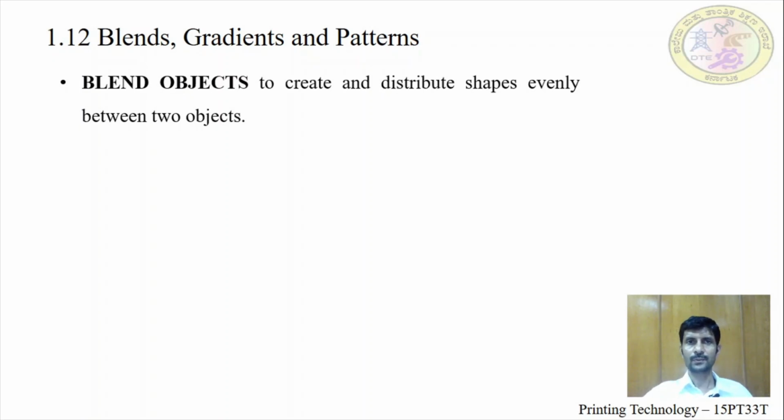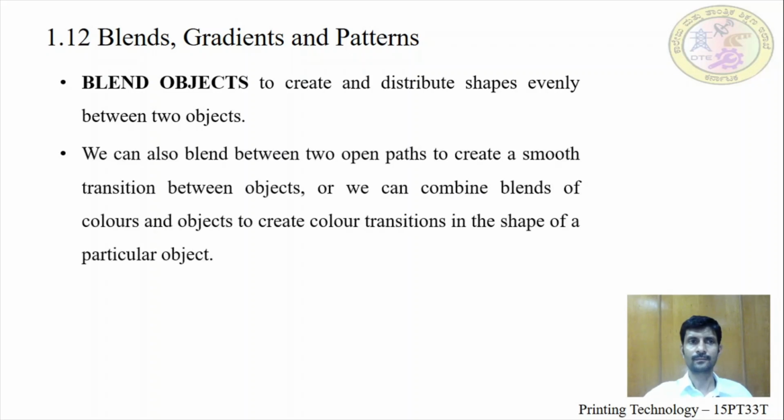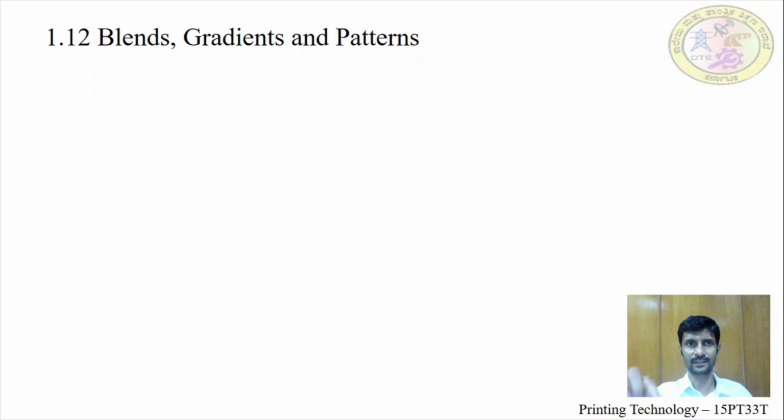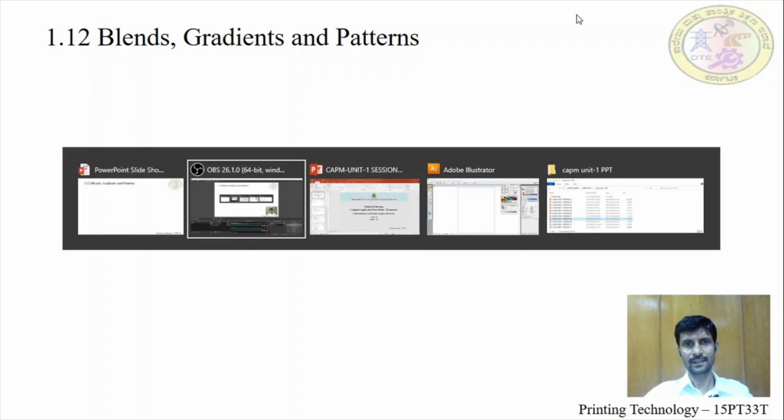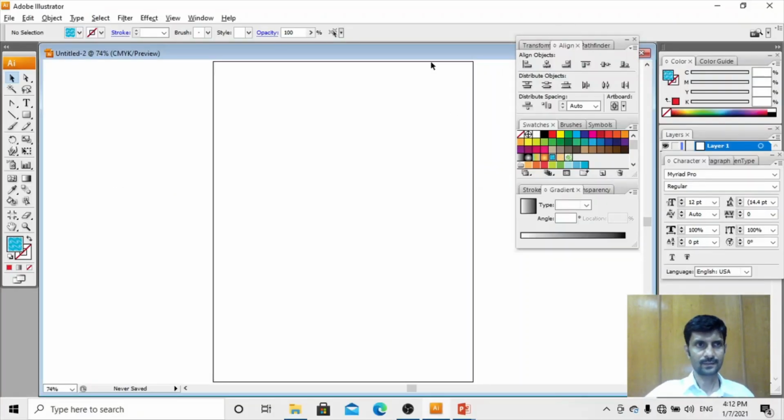Blends create and distribute shapes evenly between two objects. We can blend between two open paths to create a smooth transition from one object to another. Similarly, we can combine blends of colors and objects to create a color transition in the shape of a particular object. Now I will show you how to create a blend using the blend tool in Illustrator.